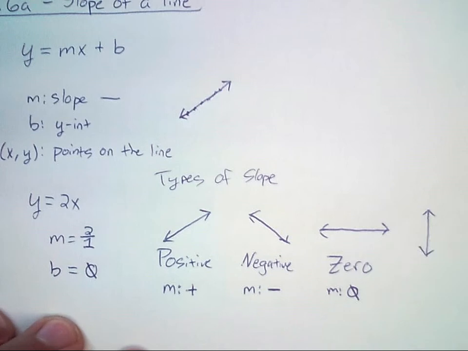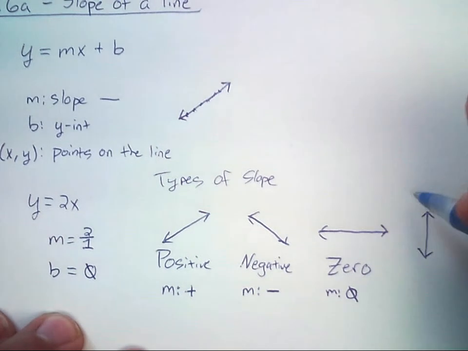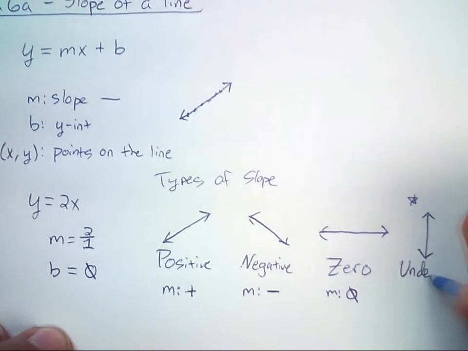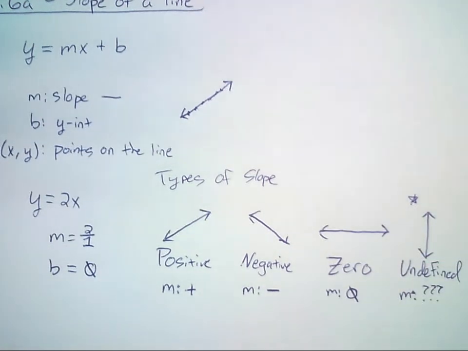This one on the end is a very special case. It almost deserves a star next to it, if you will. What this is, is undefined. And m doesn't really exist in this problem. What happens here with the undefined slope is the line is going straight up and straight down.